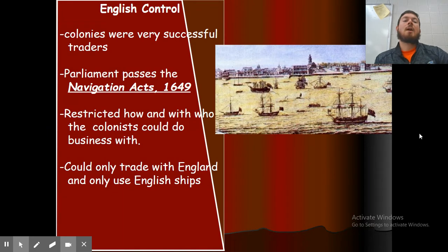So, English control. Colonies were very successful traders with Native Americans and also with other countries. Parliament passes the Navigation Acts in 1649. This restricted how and with whom the colonists could do business. Now you can imagine if you are trying to trade, this makes you very angry, because Parliament has basically said you can only trade with England and English ships, whereas before you could get a better deal with maybe a Spanish ship or a French ship. So you see how this would be kind of infuriating. It'd be like if I told y'all that you could only shop at Food Line, but maybe Walmart or Hills has a better deal.